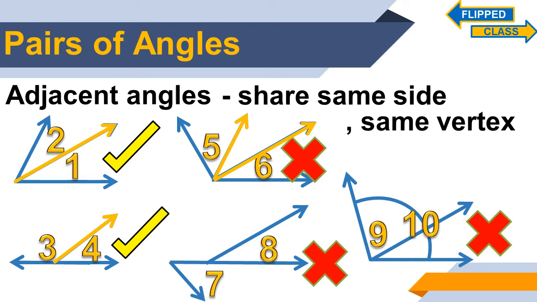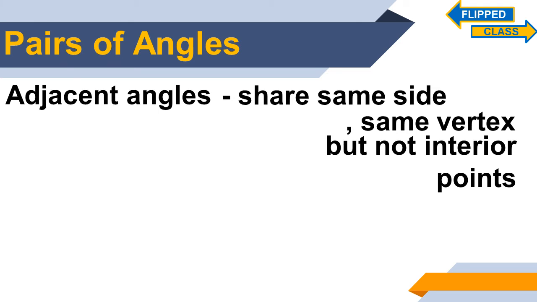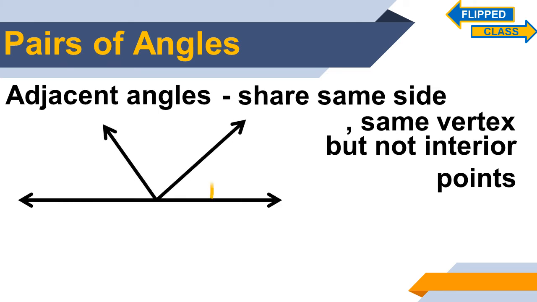Probably you also said they have the same vertex. For angles 1 and 2 and 3 and 4, they have the same vertex. But for angles 7 and 8, they may share a side, but their vertices are not the same. And lastly, adjacent angles do not share common interior points. Look at the point in angle 2. It's not in 1. Points in angle 3 is not in 4. But point in angle 9 is also a point in angle 10. That's what made 9 and 10 non-adjacent angles. So adjacent angles share same side, same vertex, but not interior points.